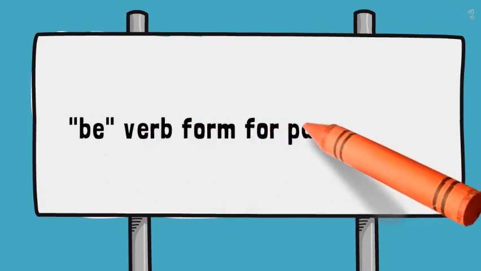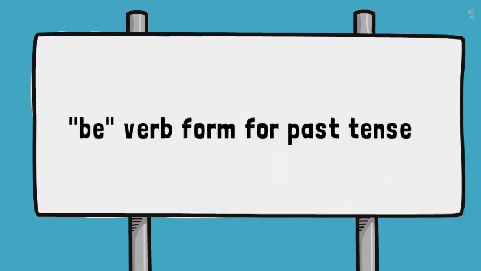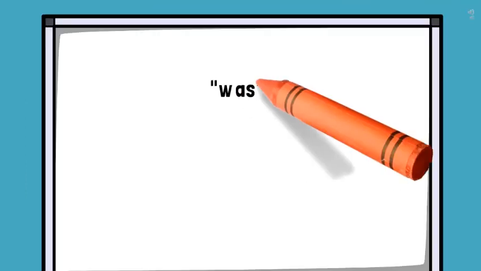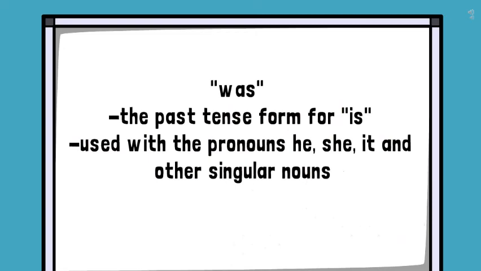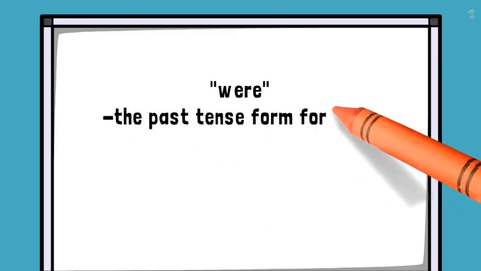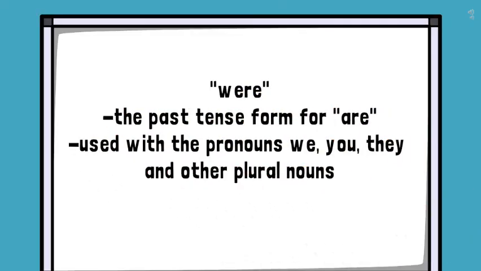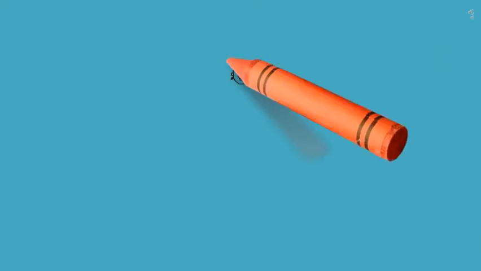Not to forget is the be form of verb for past tense, which is equally important. The verb was is simply the past tense version of is. Likewise, it is used with the pronouns he, she, it, and other singular nouns. The be verb were corresponds to the present tense are. We use it with the pronouns we, you, they, and other plural nouns. Just a quick follow through.